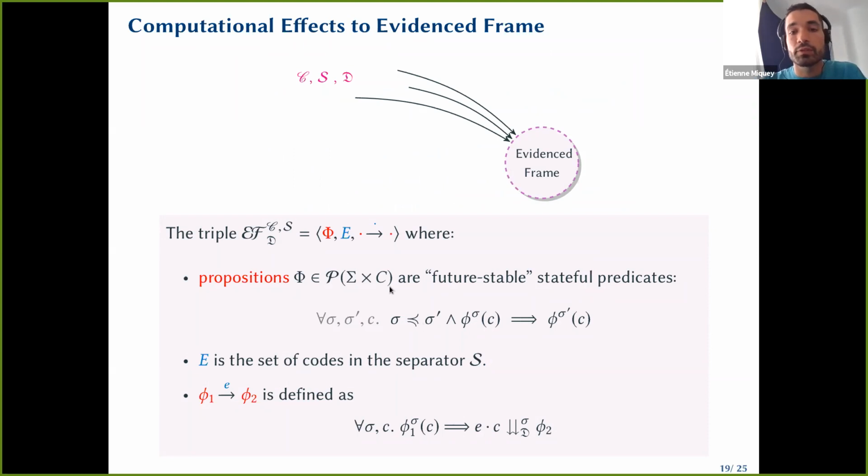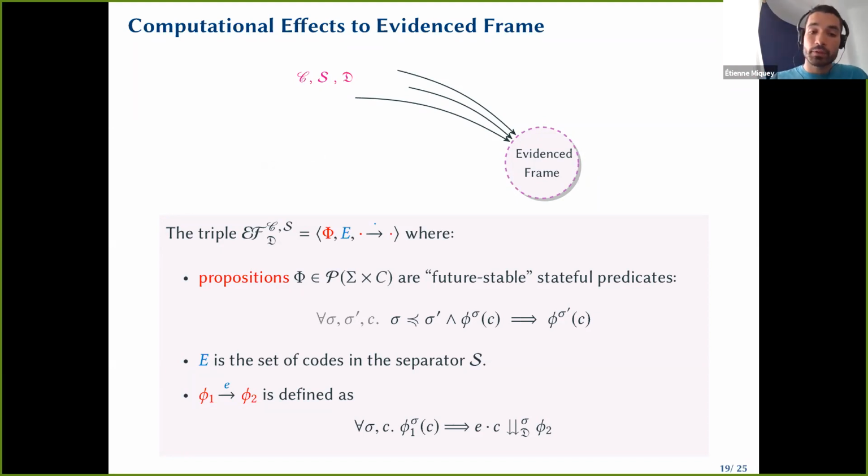So the set of propositions is the set of future stable stateful predicates. So in the powerset of Σ times the set of codes, but such that it's future stable. Evidences are defined as codes, and the realizability relation is defined using the interpretation of non-determinism. Okay, so that's almost the same definition we had before, just it takes into account states, non-determinism, failure, and many more things. And since we have an evidence frame, I have to insist on this, the very same construction gives us a tripos. And that's a uniform construction.